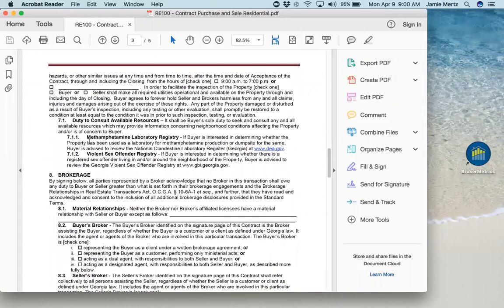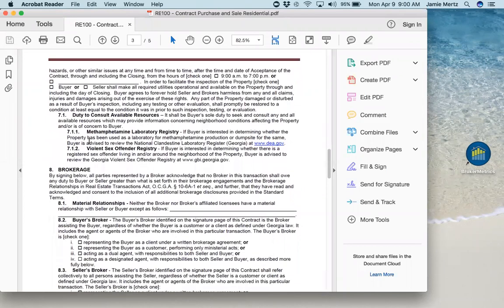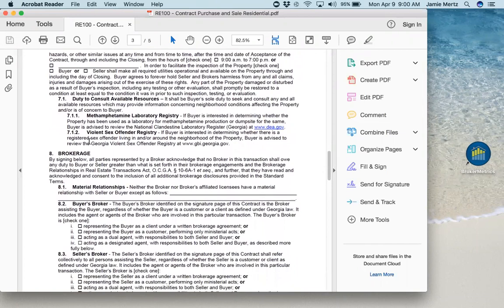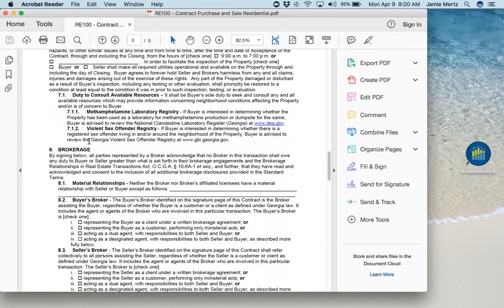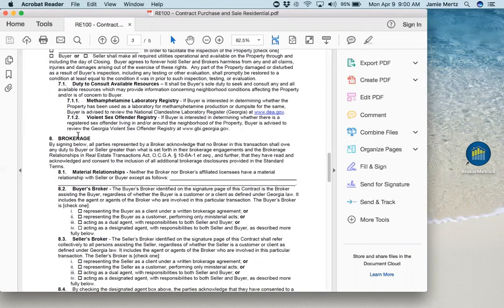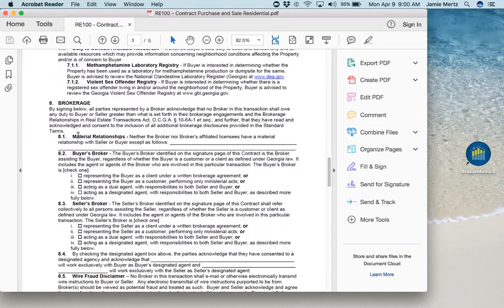Paragraphs 7.1, 7.11, and 7.12 talk about where the buyer can determine whether property has been used for methamphetamines or if there's a violent sex offender located nearby. This is the buyer's right to seek and consult any and all available resources concerning the neighborhood conditions affecting the property and is of concern to the buyer. Make sure that they do this research themselves. This information is in the contract. You'll want to point it out so that they can research that.